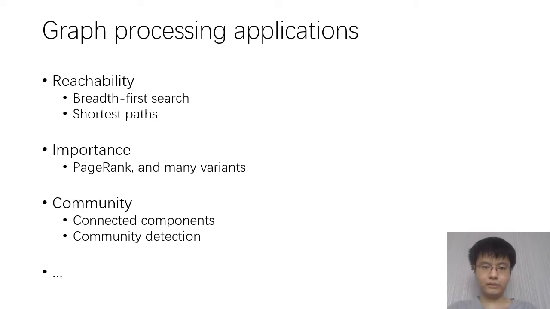So, how can graph processing help the business? Here, I list a few representatives. Reachability analytics such as shortest path computation can help us identify potentially suspicious users from known frauds. Importance analytics can rank vertices by some inherent topological properties. Community analytics can detect various types of communities and is useful in many scenarios.